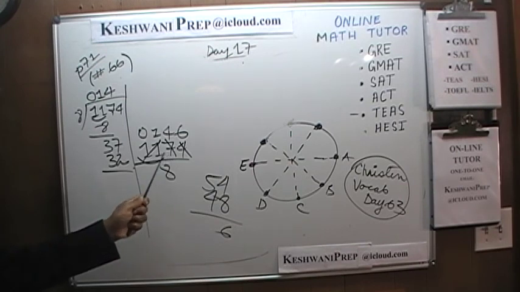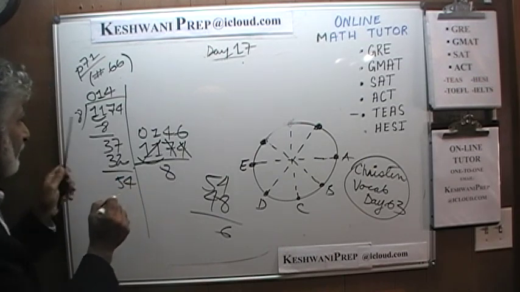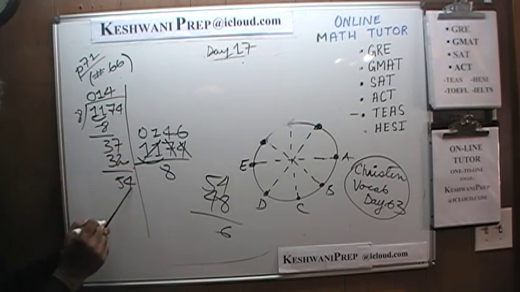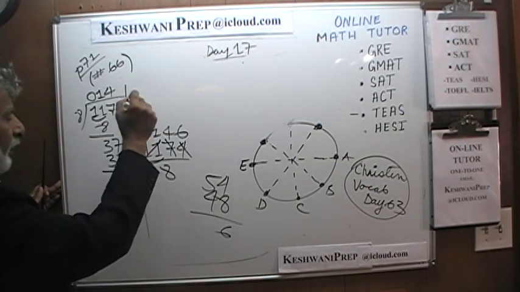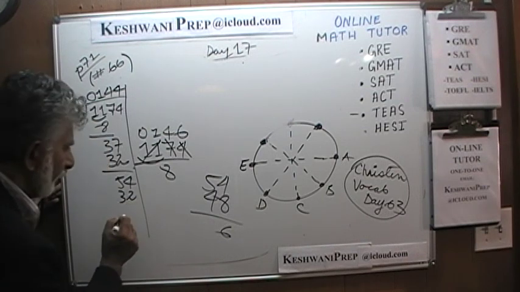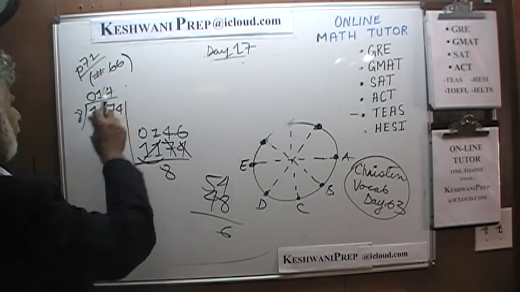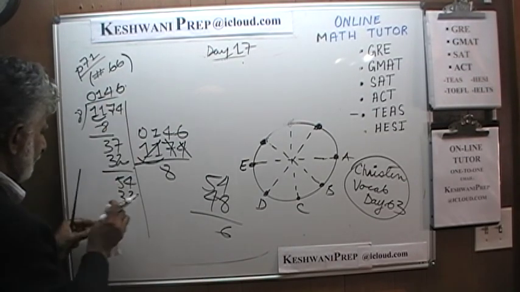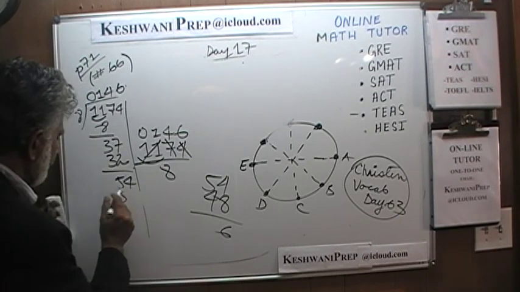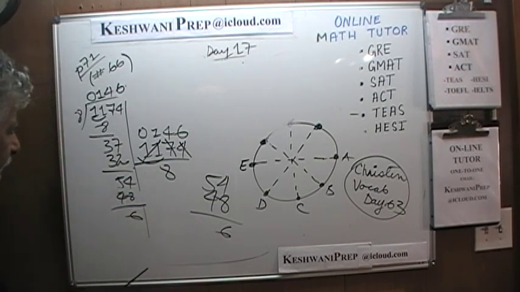What happens to that 5? That 5 goes and joins the 4 and becomes a 54. And 54 has, rather, 6 8s. 6 8s are 48. And we have a remainder of 6.